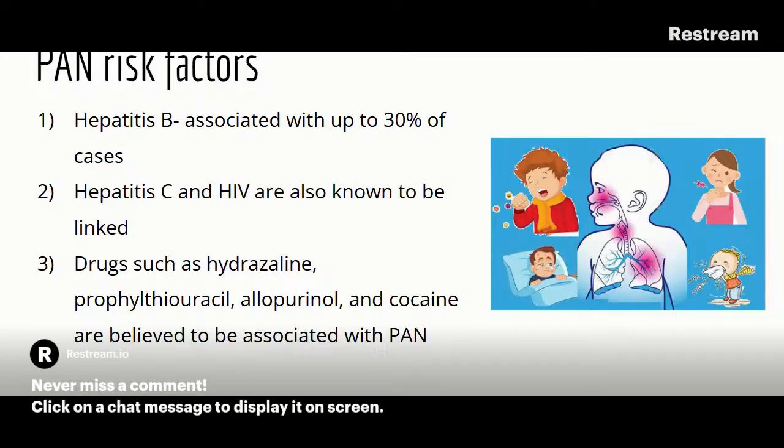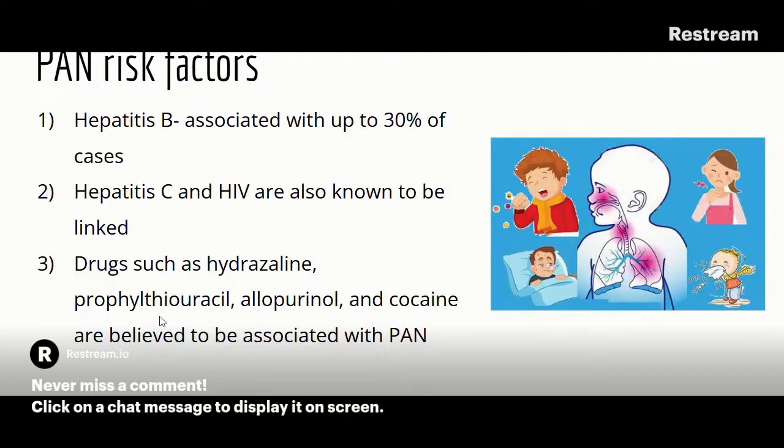By far, the biggest link to polyarteritis nodosa is going to be hepatitis B exposure or disease. So having hepatitis B is associated with about 30% of cases. Hep C, HIV are also known to be linked.